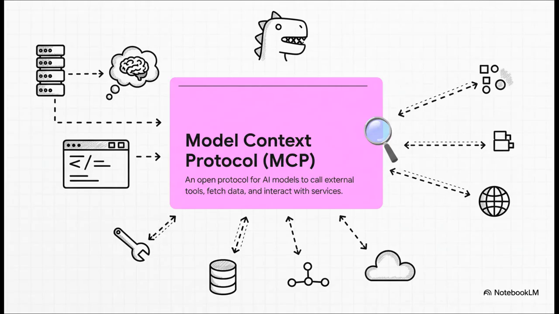Well, one promising idea is the Model Context Protocol, or MCP. If you've ever used an IDE with autocomplete, you've benefited from something similar, the Language Server Protocol. MCP is trying to do the same thing for AI. It's an attempt to create a universal standard, a common language, so that any AI model can figure out how to use any tool as long as they both speak MCP.